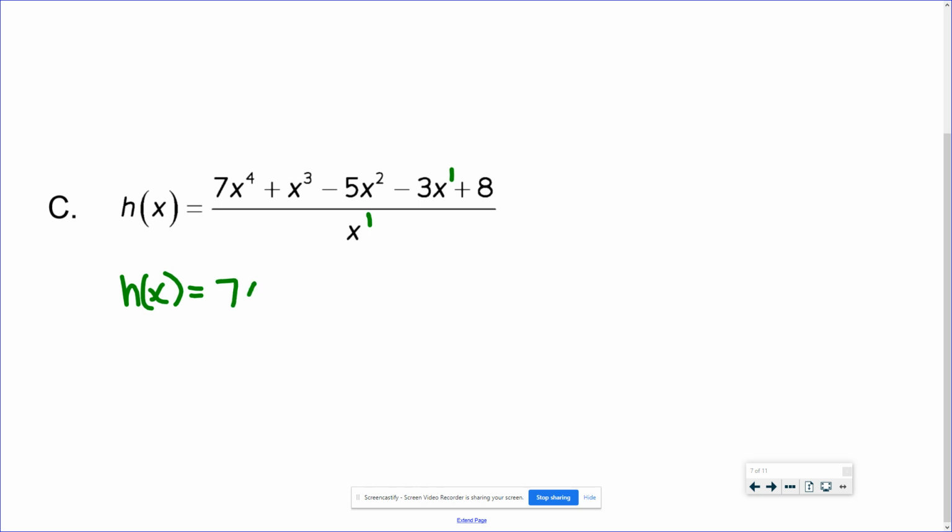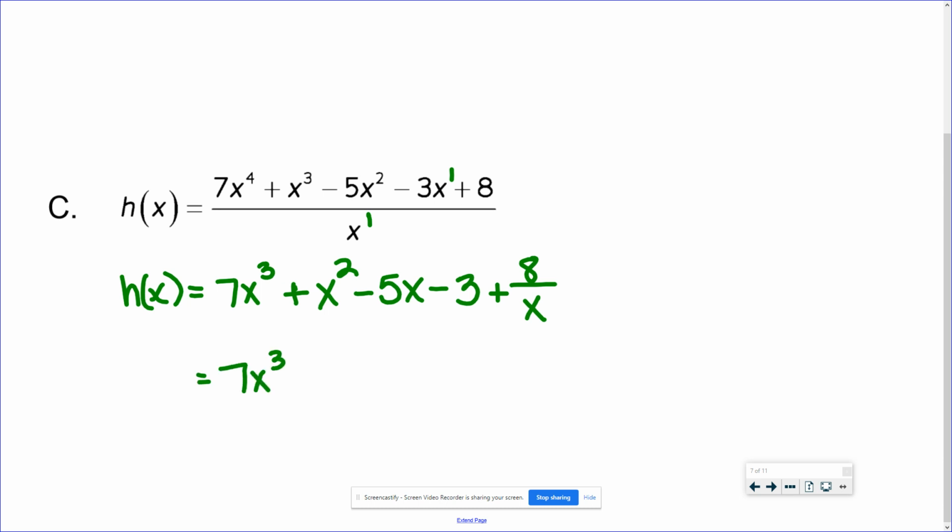So 7x to the 4th divided by x would be 7x to the 3rd. x to the third divided by x would be x squared. And then you're going to continue dividing each term by an x. Everything's cool up to this point, and then you get to the end. And when you get to the end, 8 is not going to divide by x. So what are we going to do? Well, we're going to rewrite it in exponential form so that we can actually take the derivative of it. That's our next task. So let's write it as 8x to the negative first power.